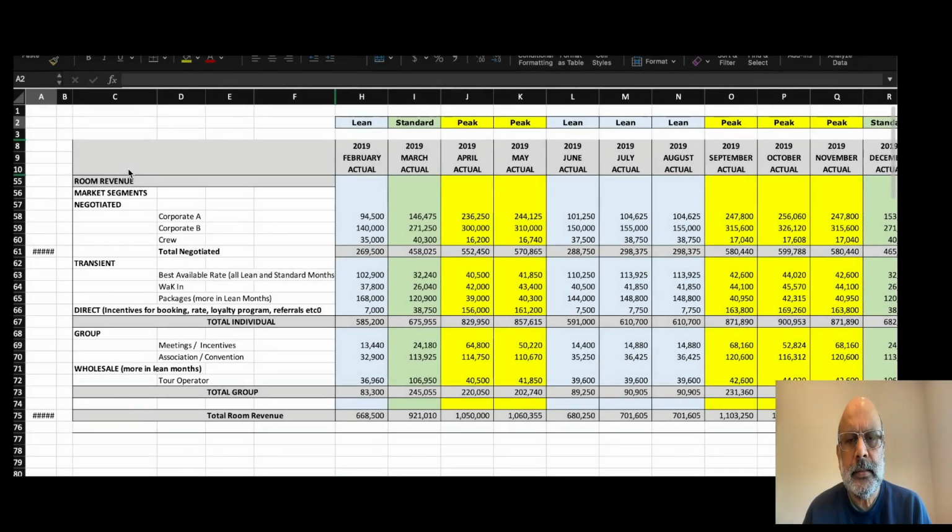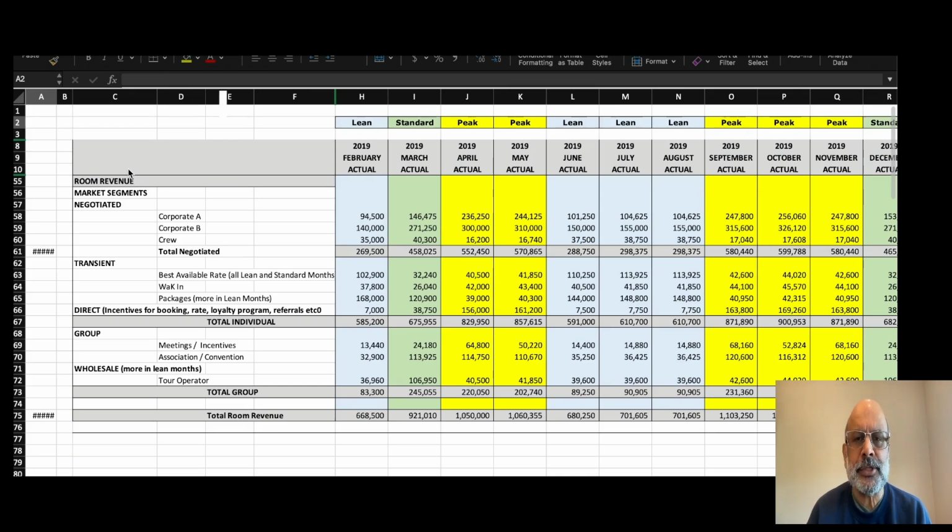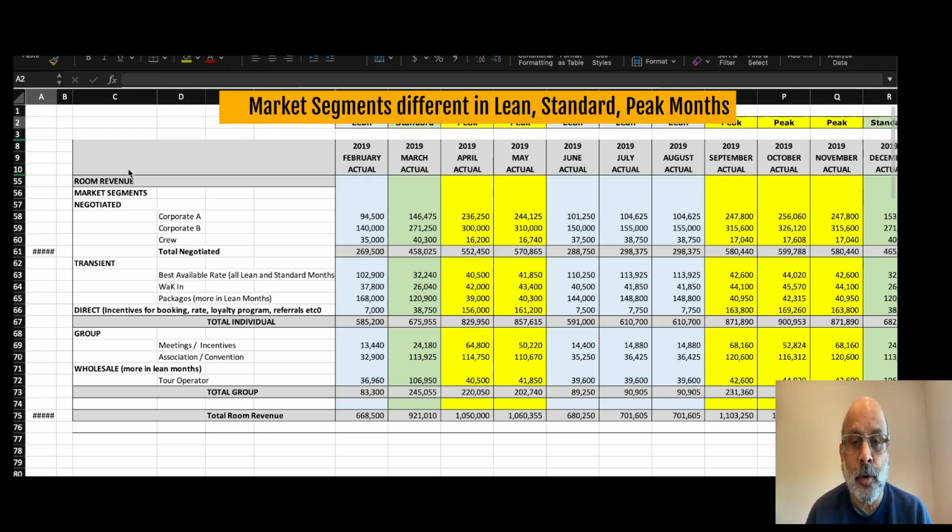So again, to emphasize the powerful role that market segments, which are building blocks of revenue, play in contributing to the hotel room revenue. In particular, market segments during lean, standard, or peak months play different roles. In the case of a peak month, the strategy would be to maximize average daily rate. So room rates could be higher, discounts could be lower.